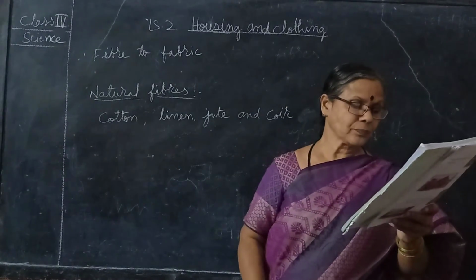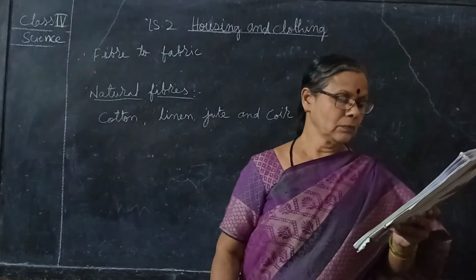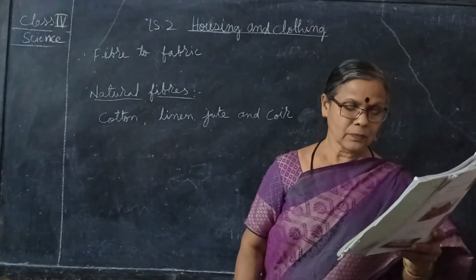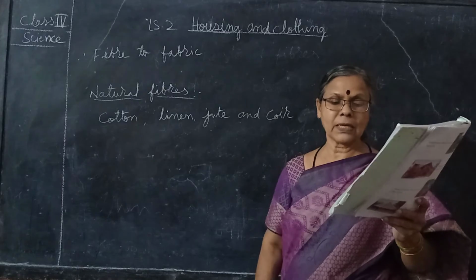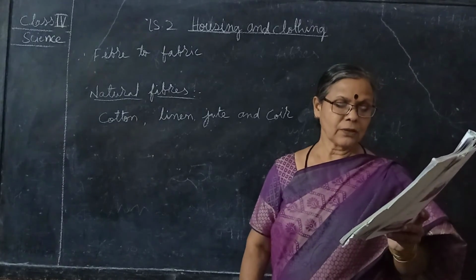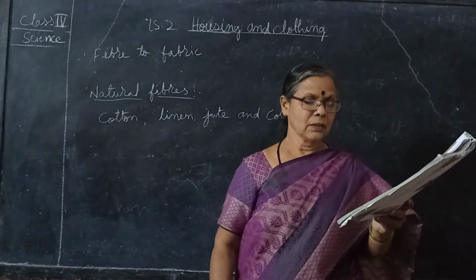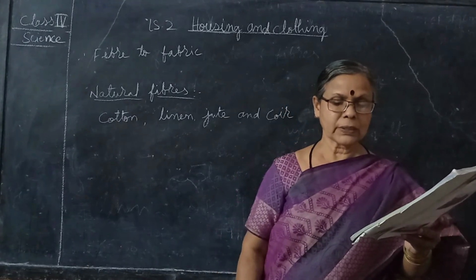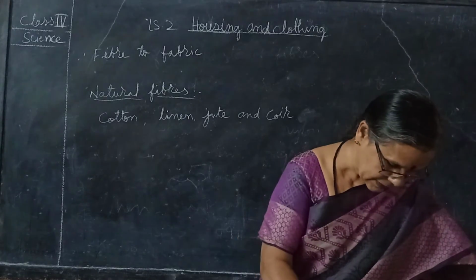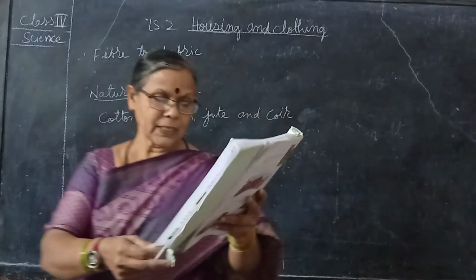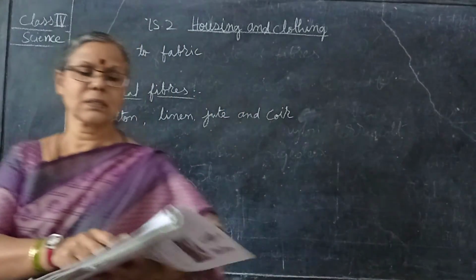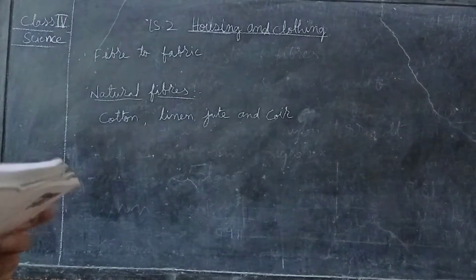Then jute. Jute fibers are obtained from the jute plant. The stems of these plants are immersed in water for a few days. The fibers are separated and spun into threads, ropes, jute clothes and jute bags. You can see examples: sacks, handbags, saris and rugs are made from it.